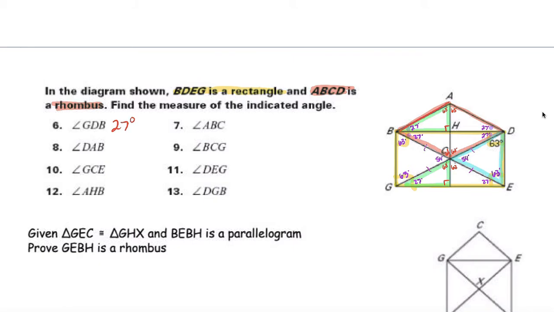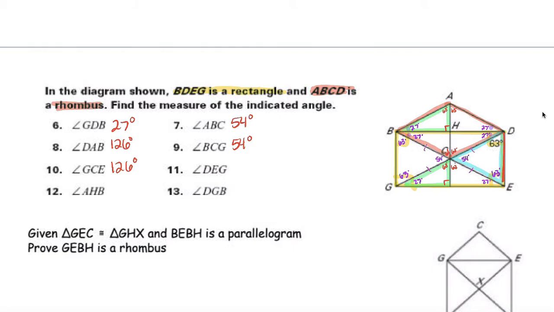ABC. A to B to C. You would have to put together the two 27s. That will be 54. DAB, D to A to B, putting together both of the 63s. That will be 126. BCG, B to C to G outlines that 54-degree angle. GCE. G to C to E puts together those two 63s, 126.